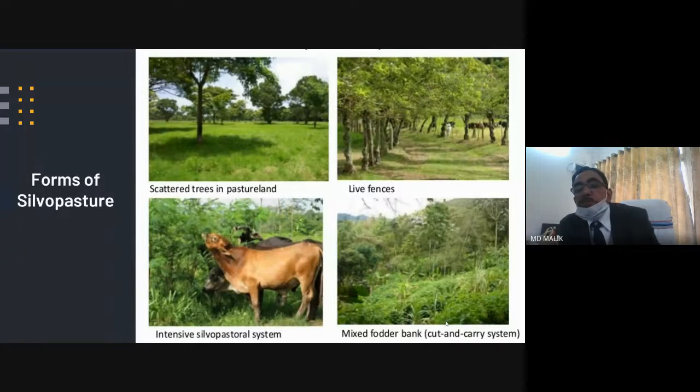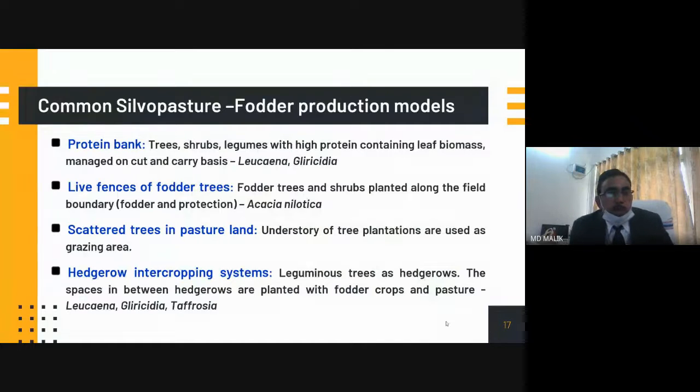When we use these things, we think about mixed fodder and different fodder. So these are the main things when we talk about the protein bank. It is very important in fodder production models. In these protein banks, we must think of trees, shrubs, and legumes with high protein leaf biomass that can be managed on a cut and carry basis, like Leucaena and Gliricidia. These species are very viable.